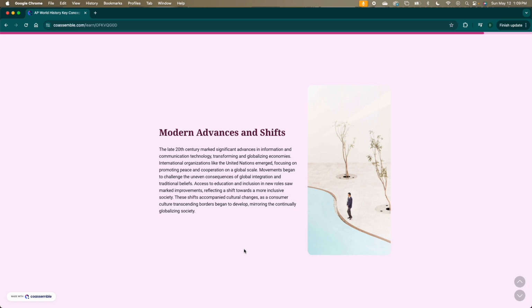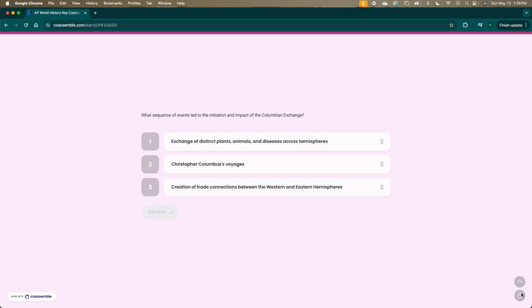Movements began to challenge the uneven consequences of global integration and traditional beliefs, and access to education and inclusion in new roles saw marked improvements, reflecting a shift towards a more inclusive society. These shifts accompanied cultural changes as a consumer culture transcending borders began to develop, mirroring the continually globalizing society. So that was our wrap up there.